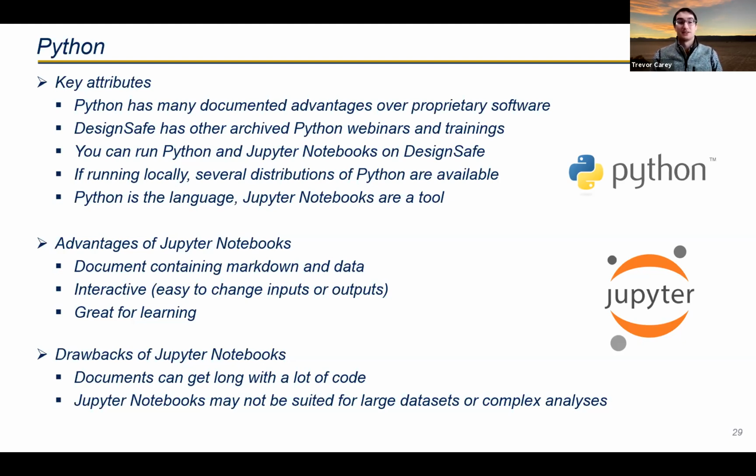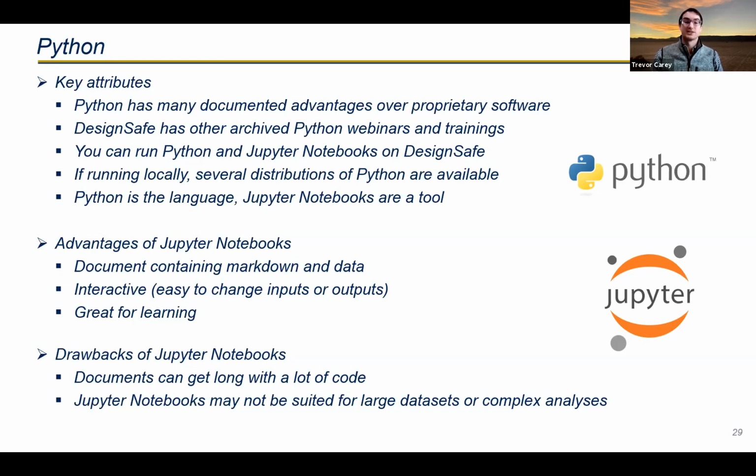Design Safe has archived Python webinars and training. I think Charlie mentioned he's going to put a link for that. Those are great. I've used those before for some of the work that I've done. They're really helpful to give you an idea of what you can do for some specific data processing. You can run these Python and Jupyter notebooks on Design Safe. They have that functionality, so you can completely work from the cloud.